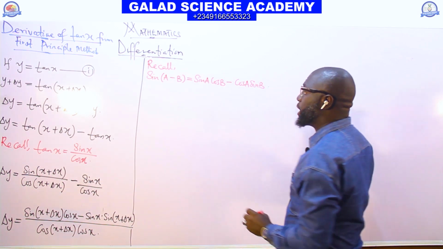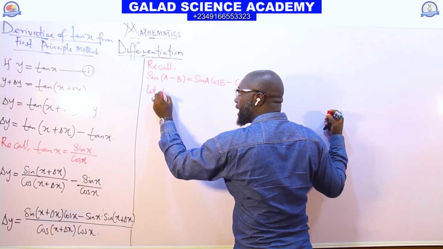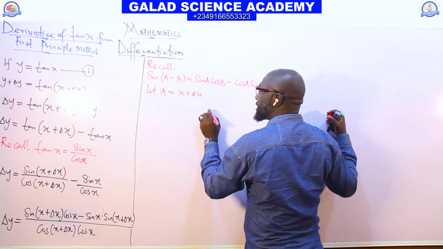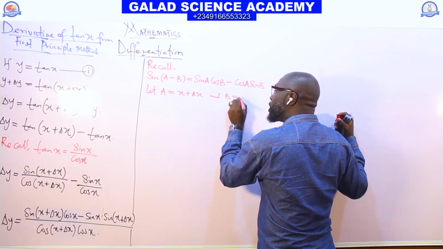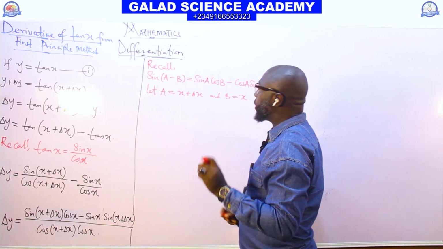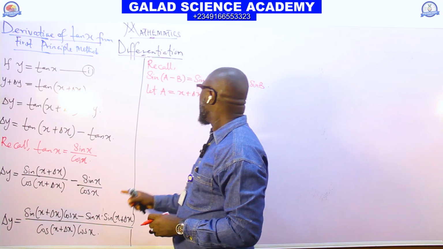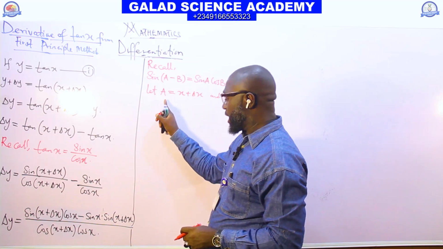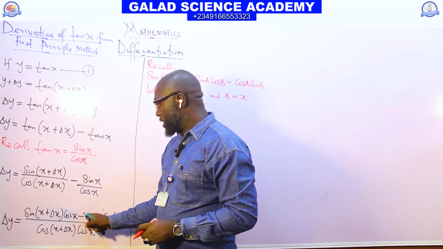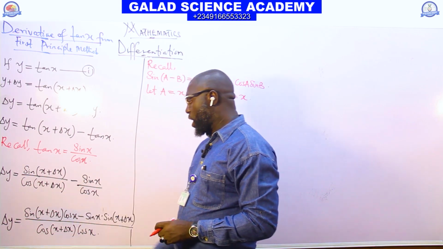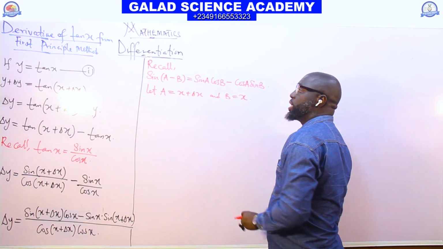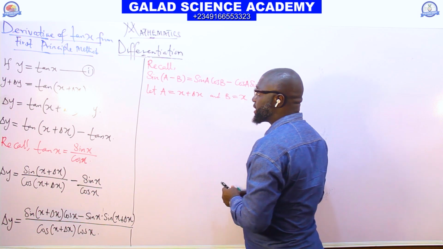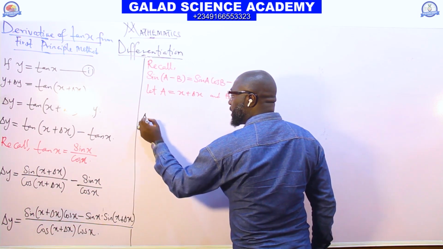If we agree on this, you can now say let A equal S plus change in x, and B equal to x. What I'm trying to say here is that S plus change in x is A, and x is B. If that is the case, you can simplify this equation to be in this form.